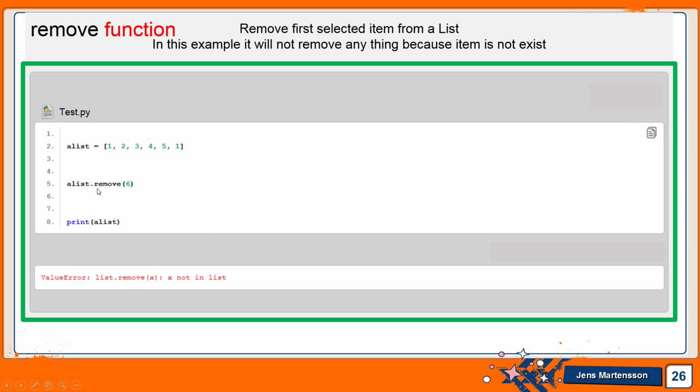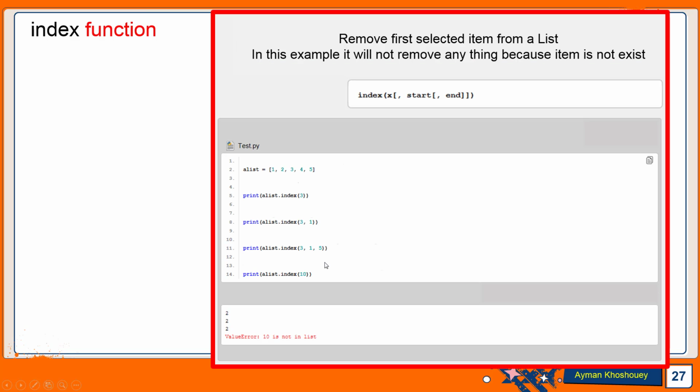You can remove using the index. If you have a list of 0, 1, 2, 3, 4, 5 and list remove 6, there is no 6, so it gives you the error x not in list. Remove removes the first selected item from a list.